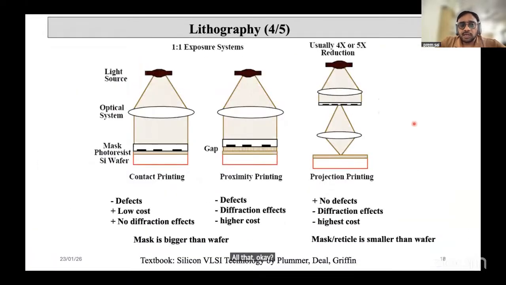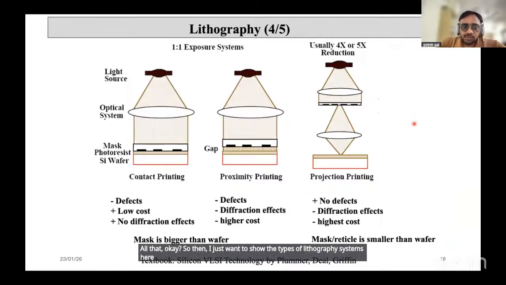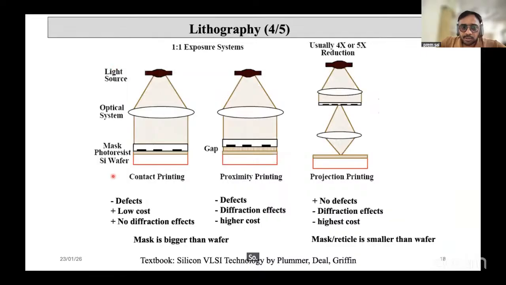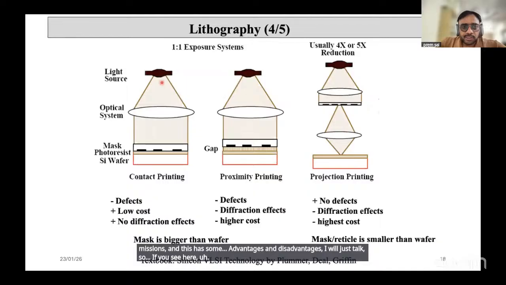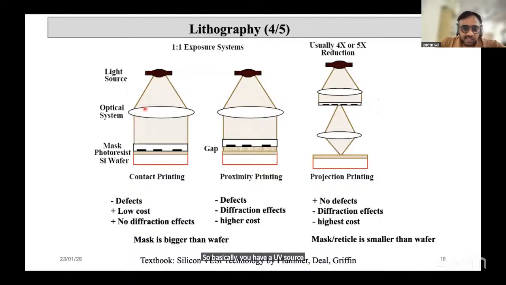Okay, so now I just want to show the types of lithography systems here, exposure systems. These two will come under the mask aligner machines, and they have some advantages and disadvantages. If you see here, basically you have a UV source and you have a lens. You want that light to be focused. This is a mask, and this is a photoresist which is coated onto the wafer. Basically there won't be any gap. So this will come under something called contact printing.